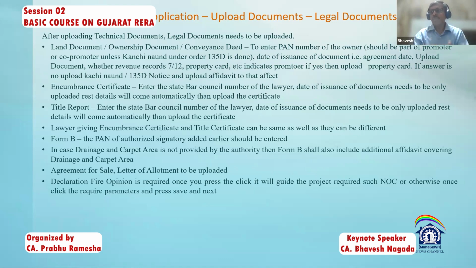And further to that, there will be an affidavit which is to be given for this type of documentation. Second will come the encumbrance certificate. Here the lawyer, which I said in my first slide on the user login, will come in. When you have the encumbrance certificate, you are going to enter the lawyer's state bar council membership. The moment you enter the state bar council membership, the lawyer data will automatically be fetched, and you just have to enter a certificate issuance date and upload the issuance certificate. So that issuance certificate will get uploaded.